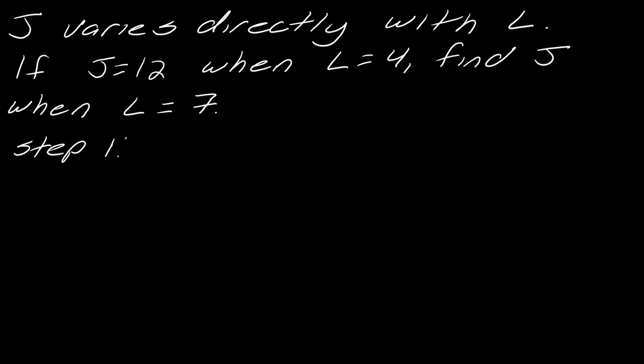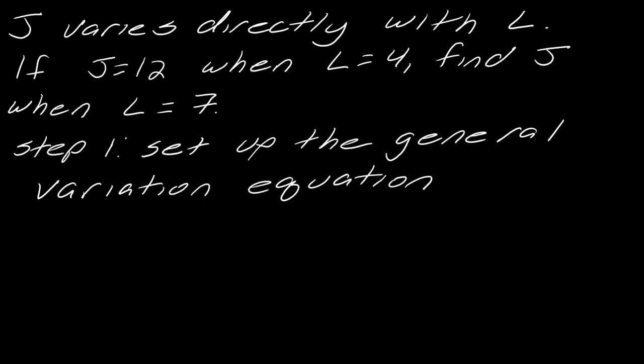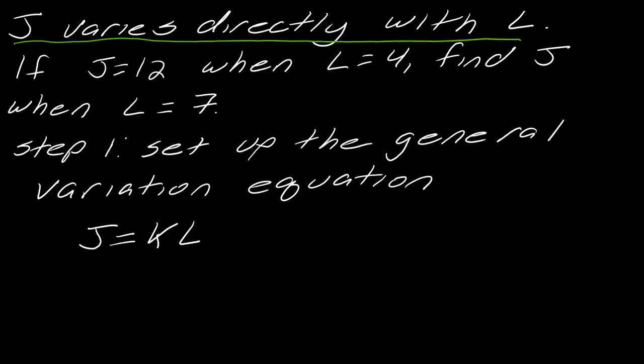So this says J varies directly with L. If J equals 12 when L equals 4, find J when L equals 7. So step 1 is to set up the general variation equation. The general variation equation is what we were doing in all of those last exercises. It's the one that just has the K. So you're just working with this first sentence, J varies directly with L. That's all I care about for this particular step. So J varies directly with L, so that's going to be J equals KL. And that's all I've got to do for that one. So that's what's known as the general variation equation.